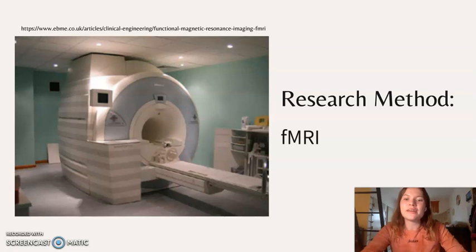Brain activation and connectivity data were recorded by an fMRI machine of the different participants in the different groups. An fMRI is a type of MRI that creates 3D images of the brain and highlights areas that are active.